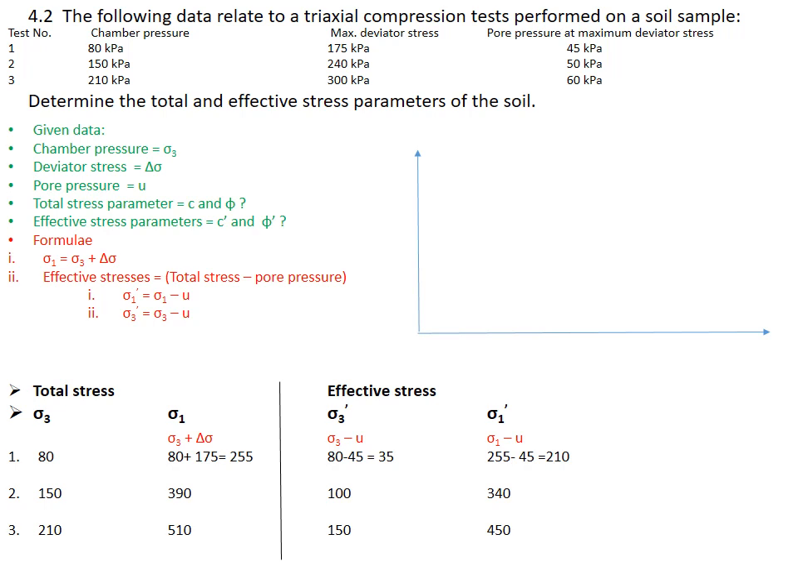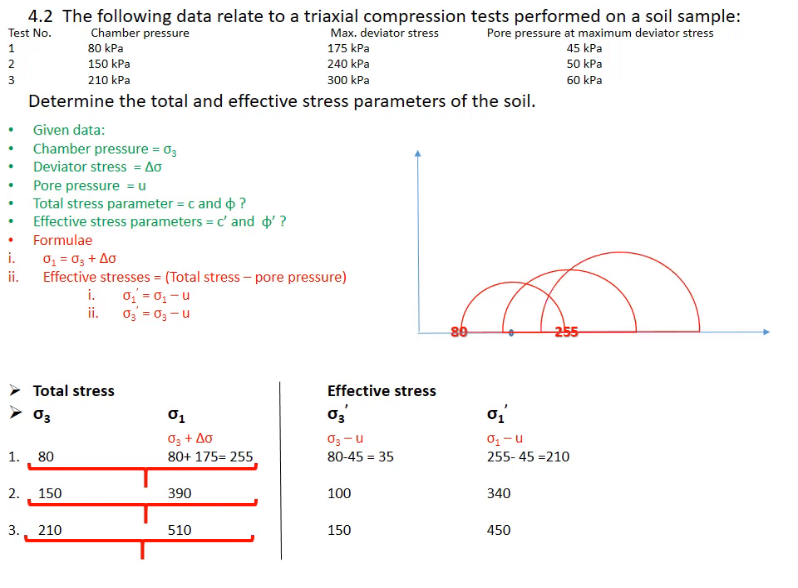So we'll start with the first test for the total stress. Sigma 3 is 80 and sigma 1 is 255. So plot on your graph the first points, sigma 3 at 80 and sigma 1 at 255. Now you have to plot a circle, and for that you need a center. You can take an average and you will get a point. Then from that center you can draw a semicircle. This is the step you have to follow for all the tests. Now for test 2, the total stress, you will have a bigger circle, and an even bigger one for test 3.